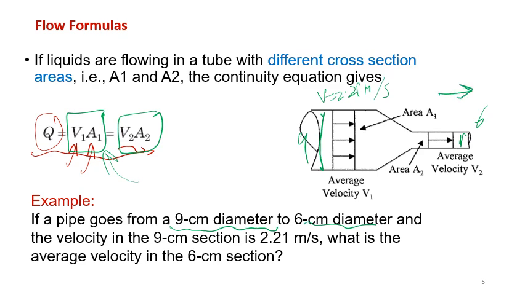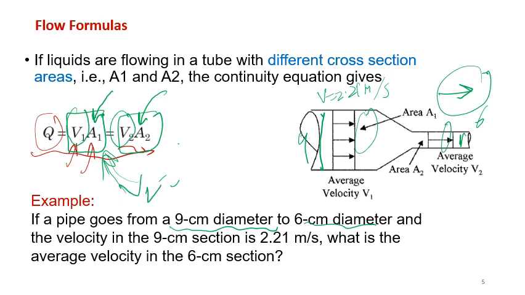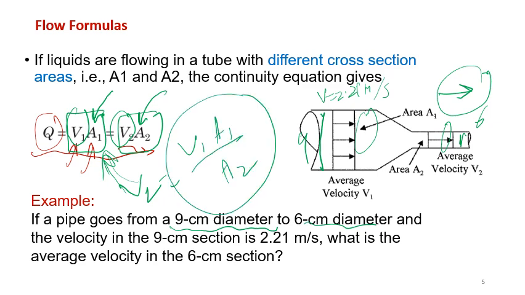I think it's very clear that as we are moving from a bigger cross-sectional area to a smaller cross-sectional area, the velocity will be higher. So when you substitute the quantities in this equation, considering that we need to calculate the area of the first one and then the area of the second one, then calculate V2. V2 is equal to V1 A1 over A2. When you calculate it, you are going to get a value of V2 bigger than 2.21.